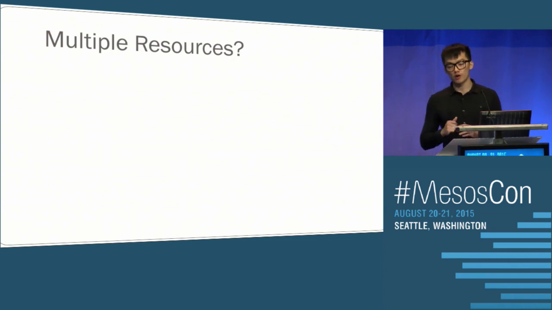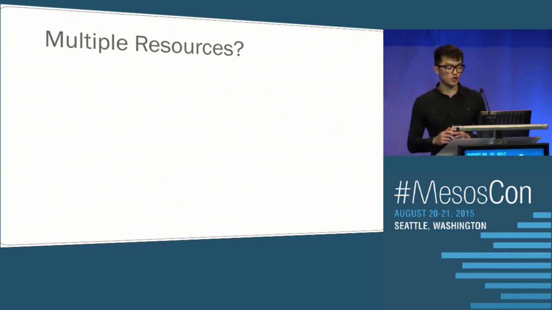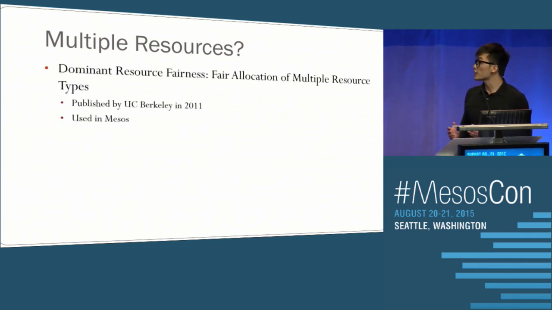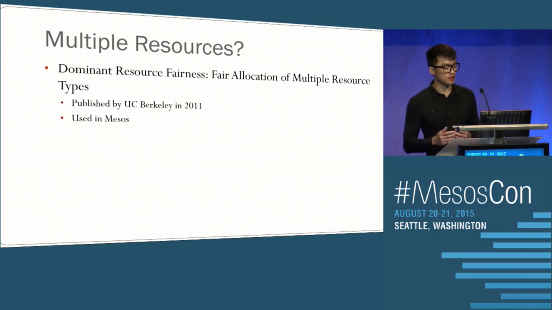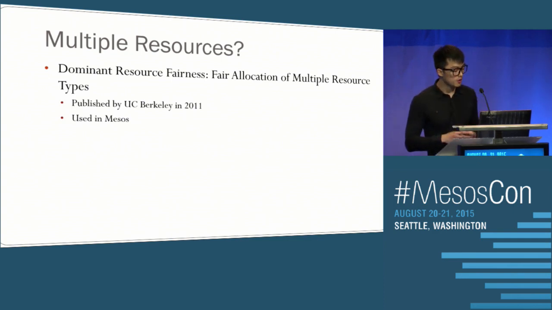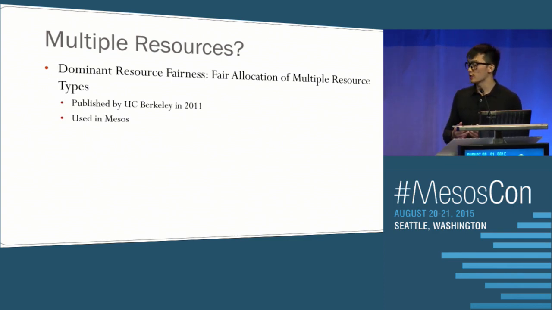So one thing is we have only defined cumulative resource share on a single type of resource. But in reality, we need to handle multiple types of resource in a single cluster. So how do we do that? Well, luckily for us, there are already some results about that. It's called dominant resource share. It is a way to do fair allocation of multiple resource types in a single cluster. It was published by UC Berkeley in 2011 along with the work on Mesos, and it's used in Mesos itself as a way to allocate resource to different frameworks.